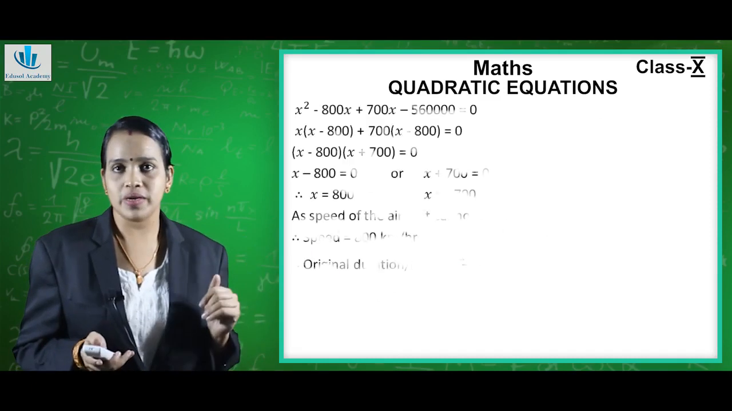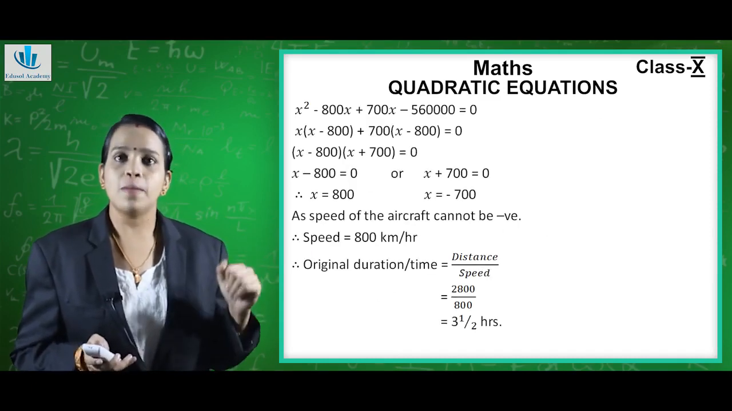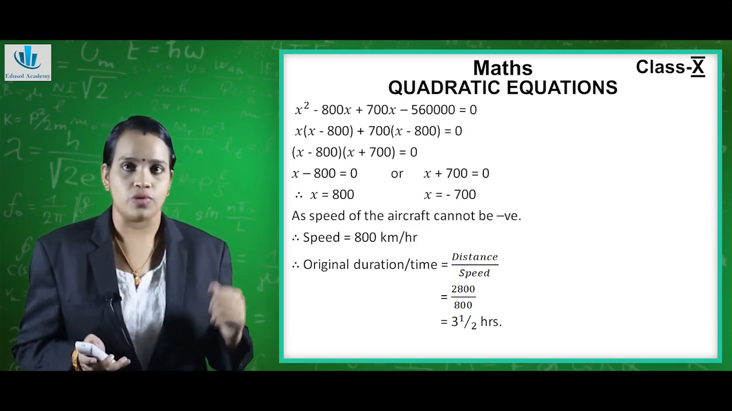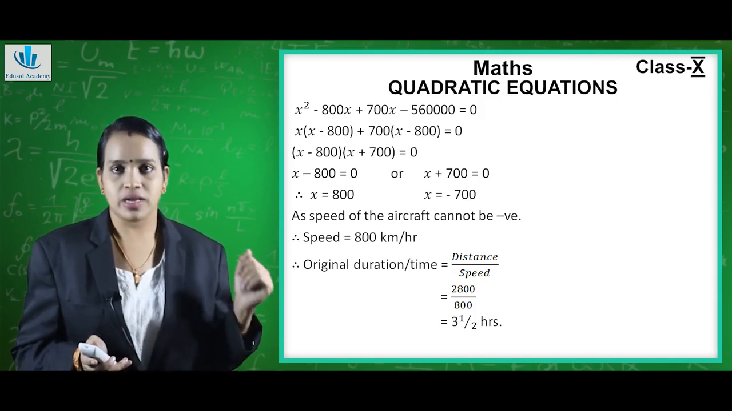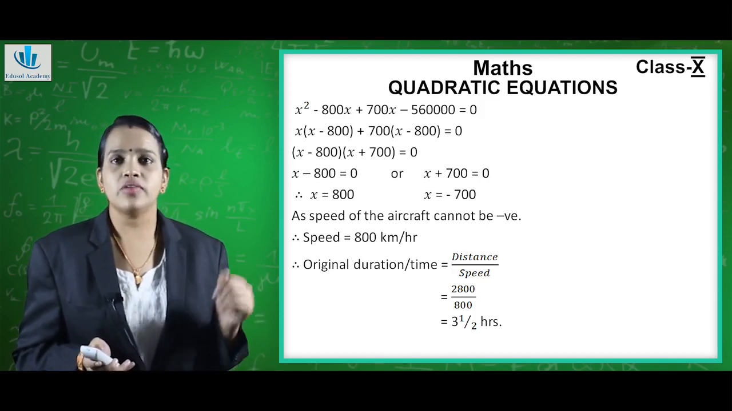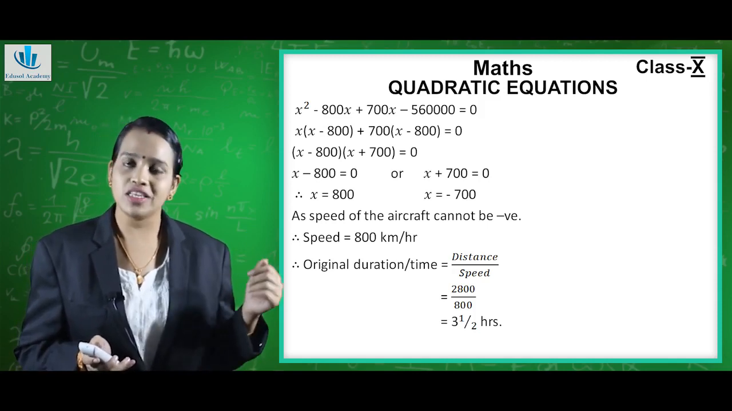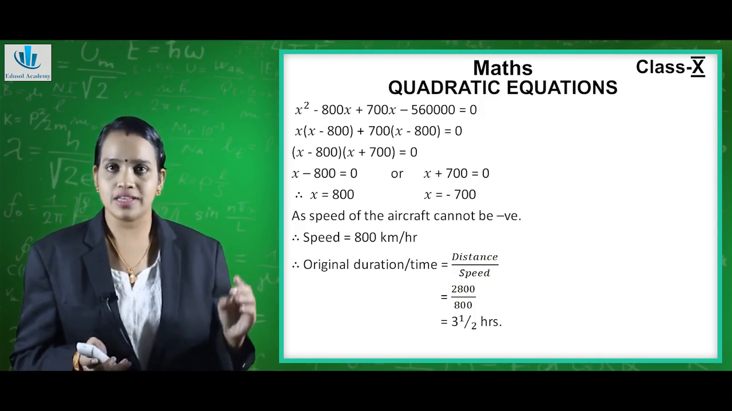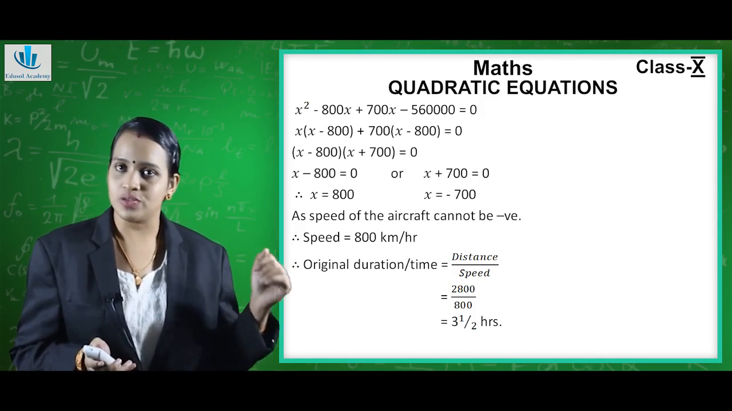Now we can split the middle term. So it becomes x raised to 2 minus 800x plus 700x minus 5,60,000 equal to 0. We will take x as common. So it becomes x into x minus 800 plus, here we will take 700 common, so it becomes 700 into x minus 800 equal to 0. Now we can write it as x minus 800 into x plus 700 equal to 0.